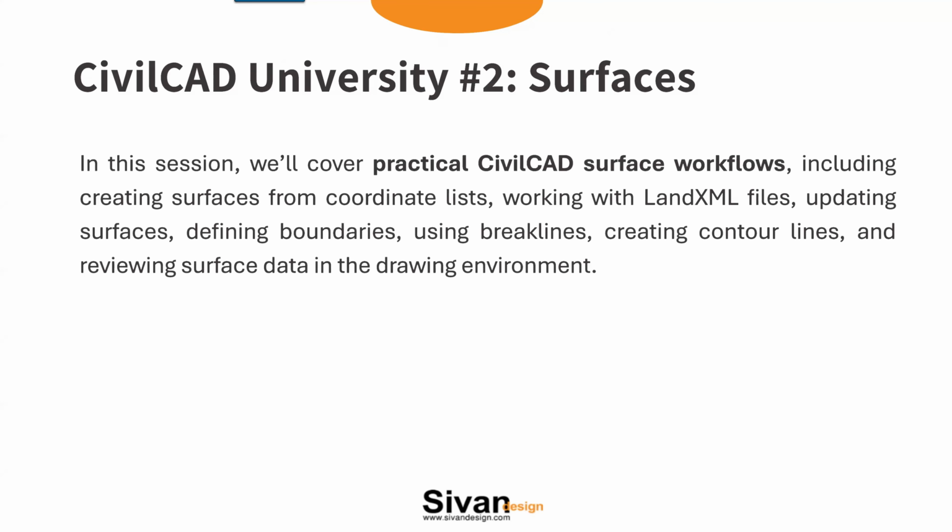We will talk about many things. We'll start with the coordinates list and its features. Then we create a surface with the coordinates list, how to update the surface, how to define the boundaries, what a break line is, and some advanced features of creating contour lines. We will show how to filter data from other surveys and create a surface out of it. And eventually we will also talk a little bit about LandXML. We show an example. So that's it.